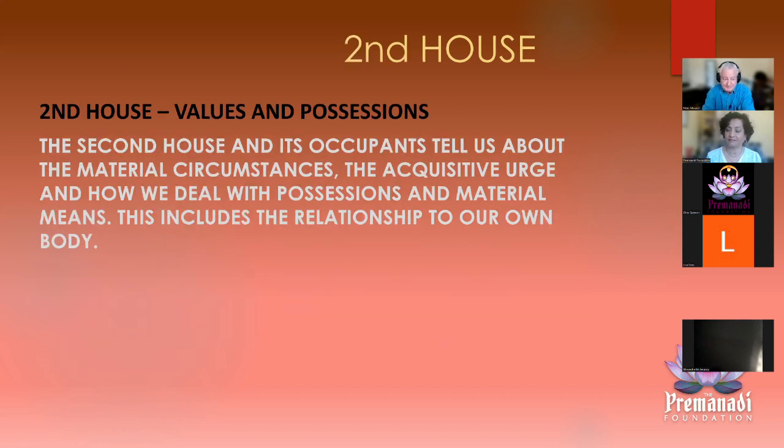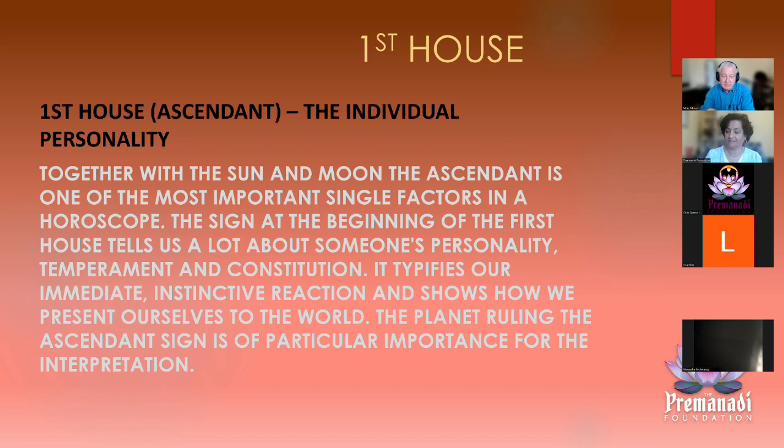The second house is the house of values and possessions. And let me also go back and make one more comment on the first house because it's so important. These houses assume, rightfully so, that the horoscope starts in Aries. So the first house, if you will, the ascendant, is the house of Aries. So if you want to know what the house is all about, Aries represents that first house, the individual personality.